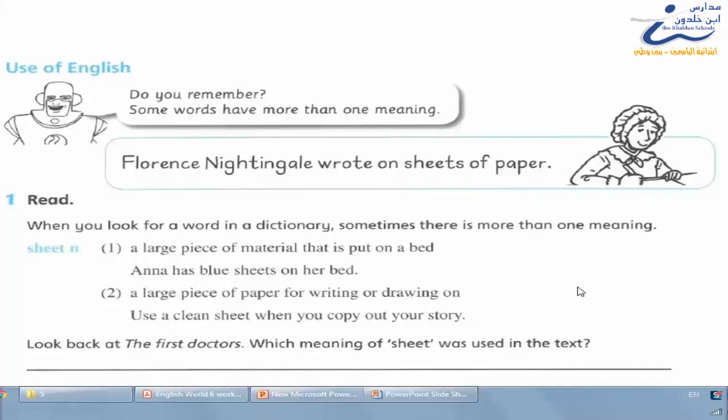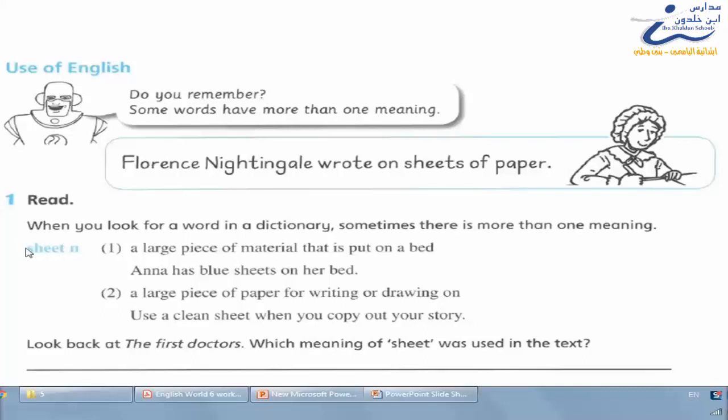Number 1, use of English. Do you remember? Some words have more than one meaning. Read the sentence. Florence Nightingale wrote on a sheet of paper. Number 1, read. When you look for a word in a dictionary, sometimes there is more than one meaning.